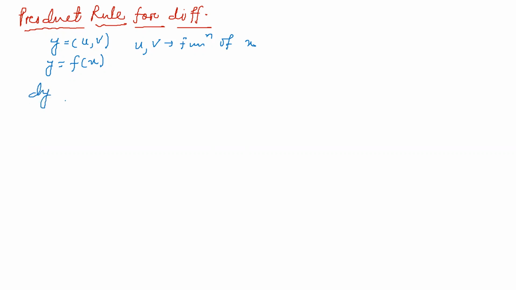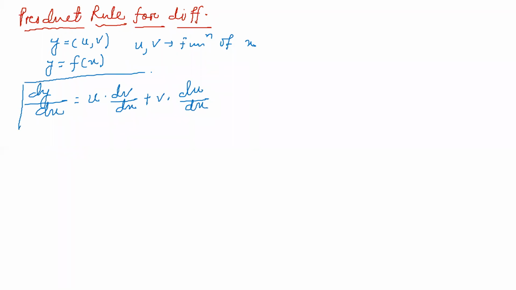The product rule says dy by dx is equal to u into dv by dx plus v into du by dx. That means you keep u fixed and take the derivative of v with respect to x, and then plus, keep v fixed and take the derivative of u with respect to x. We'll see how we apply this formula in finding the derivative of two quantities which are being multiplied. Let's take an example to understand this.